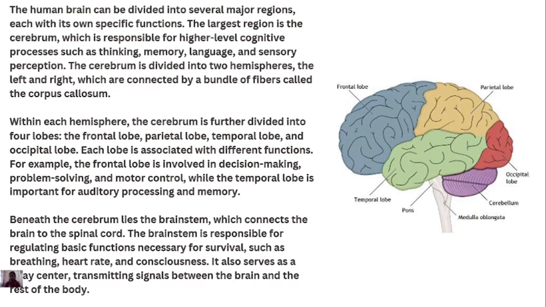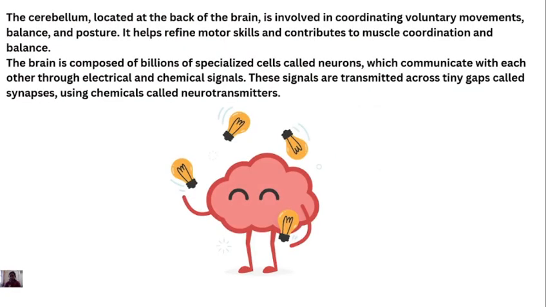Each lobe is associated with different functions. For example, the frontal lobe is involved in decision making, problem solving, and motor control, while the temporal lobe is important for auditory processing and memory. Beneath the cerebrum lies the brainstem, which connects the brain to the spinal cord. The brainstem is responsible for regulating basic functions necessary for survival, such as breathing, heart rate, and consciousness. It also serves as a relay center, transmitting signals between the brain and the rest of the body.